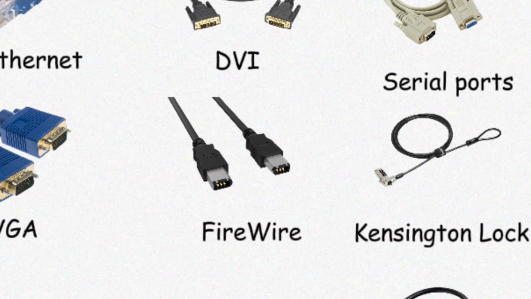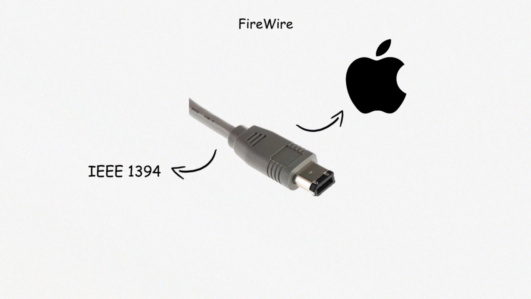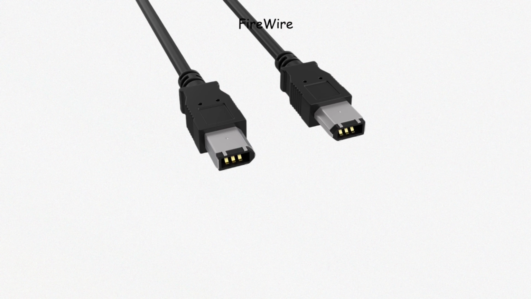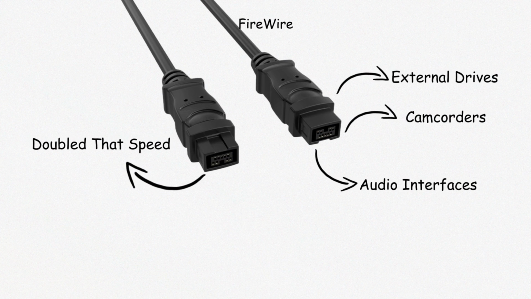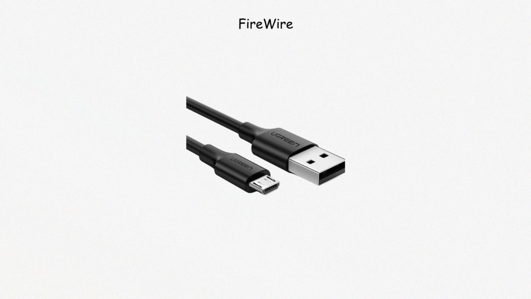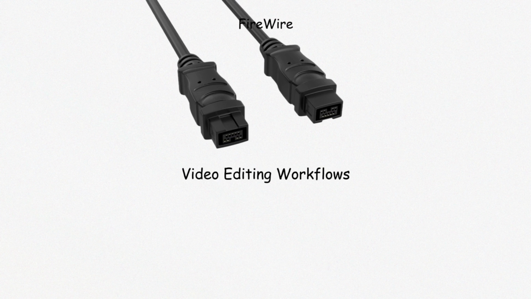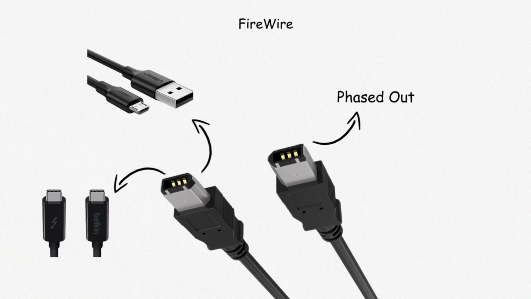FireWire, also known as IEEE 1394, was developed by Apple for high-speed data transfer. It appeared on many Macs and some PCs in the early 2000s. FireWire 400 supported 400 megabits per second, while FireWire 800 doubled that speed. It was used to connect camcorders, external drives, and audio interfaces. Unlike USB, FireWire allowed peer-to-peer data transfers without a computer acting as a host. This made it popular for video editing workflows. FireWire has since been phased out and replaced by USB and Thunderbolt.